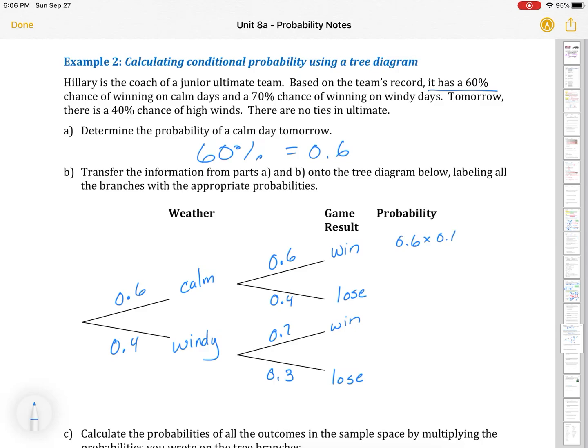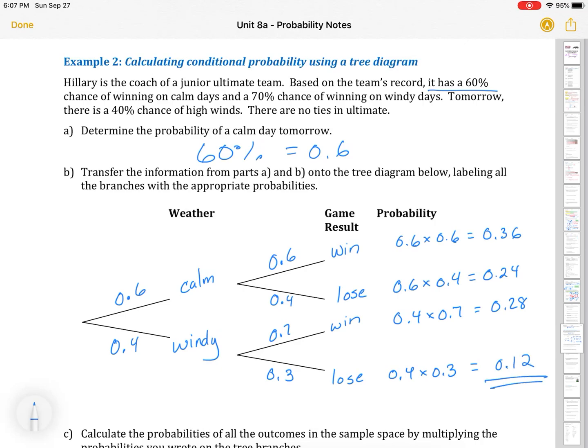So here we'll go 0.6 times 0.6 equals 0.36. To have it be calm and then lose, it will be 0.6 times 0.4, which equals 0.24. To have it be windy and win, it will be 0.4 times 0.7, which adds up to 0.28. And to have it be windy and lose, it's 0.4 times 0.3, which is 0.12.